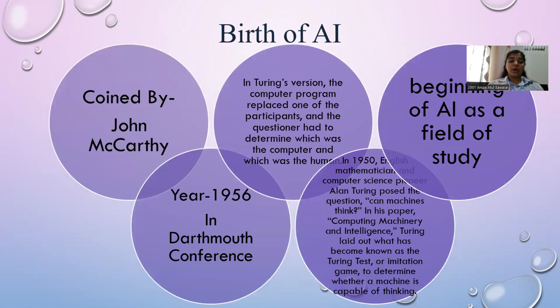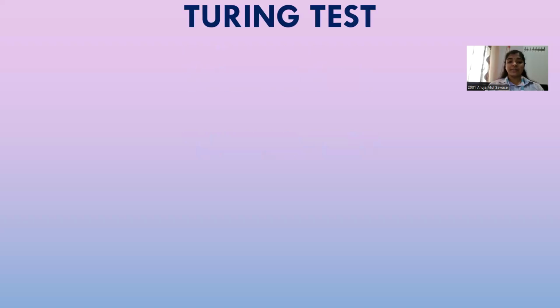Next is birth of AI. AI was coined by John McCarthy in 1956 at the Dartmouth Conference. In Turing's version, the computer program replaced one of the participants, and the questioner had to determine which was the computer and which was the human. In 1950, English mathematician and computer science pioneer Alan Turing posed the question, can machines think? In his paper Computing Machinery and Intelligence, Turing laid out what has become known as the Turing test or imitation game to determine whether a machine is capable of thinking. This was the beginning of AI as a field of study.